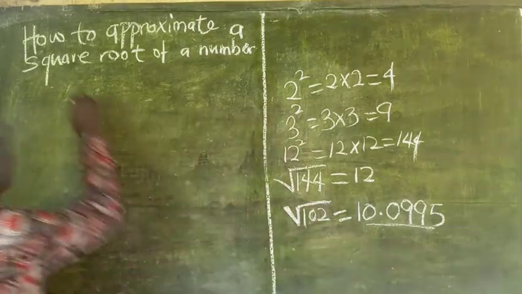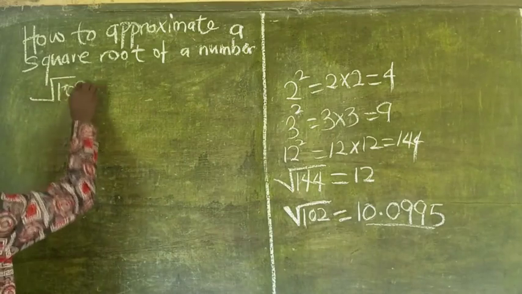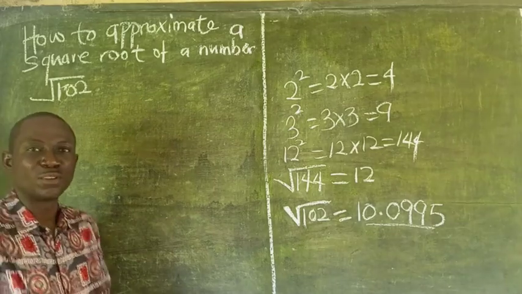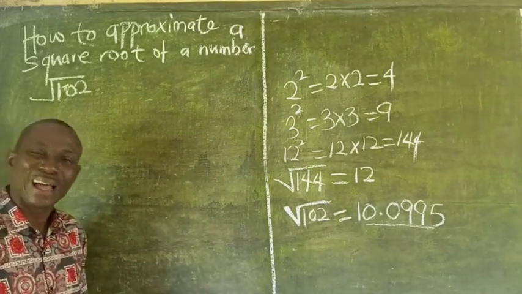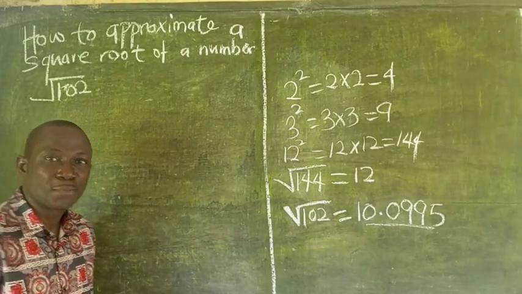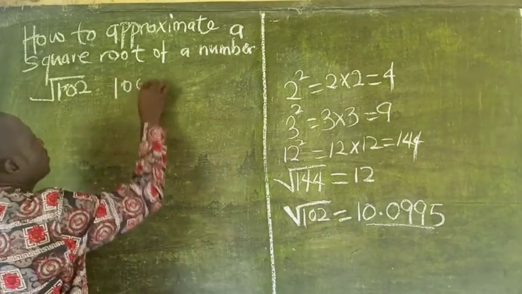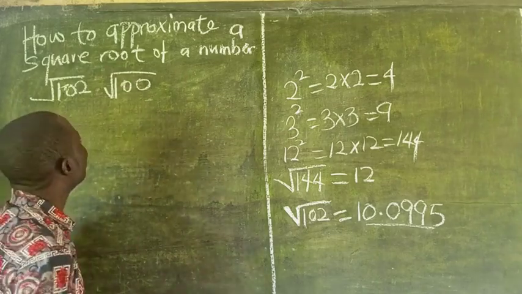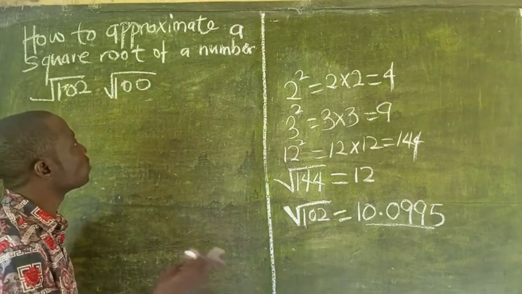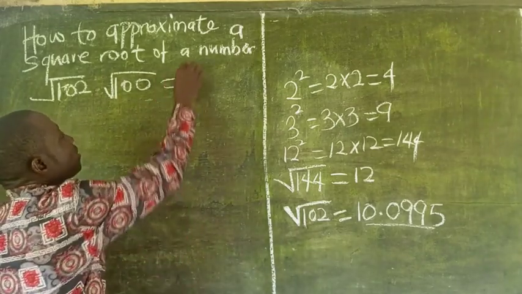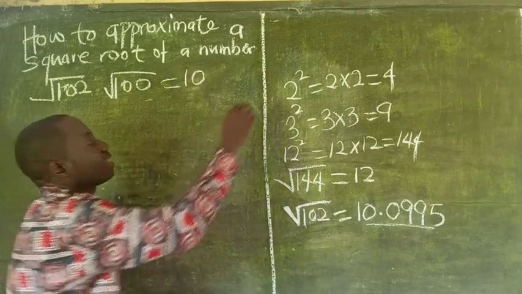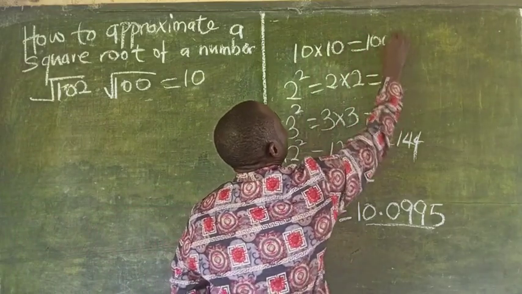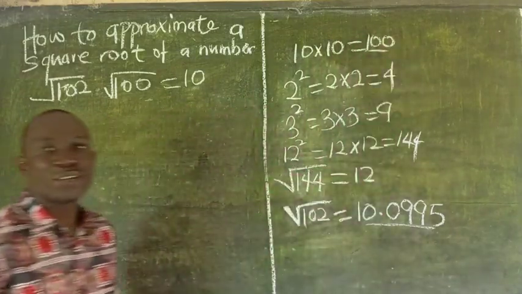Alright, so if you take for example the square root of 102, the first thing you will do is to look for a big number close to 102 that is a perfect square. The one that comes to mind right now is 100. The square root of 100: what will you multiply 2 times to get 100? Obviously it's 10. That is to say 10 times 10 is equal to 100, which makes 100 a perfect square.